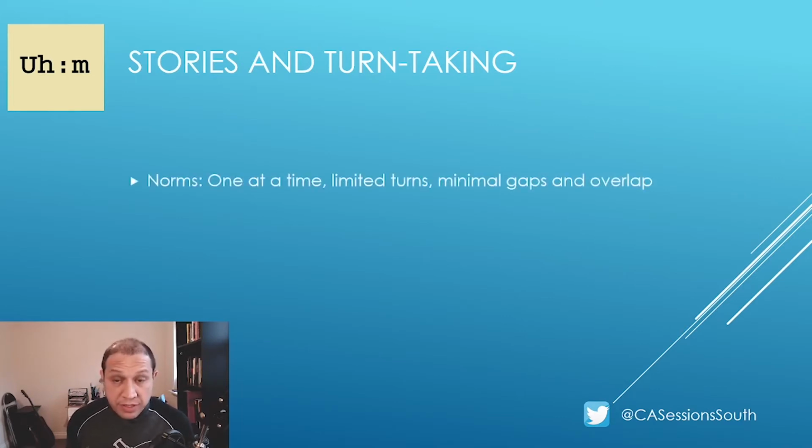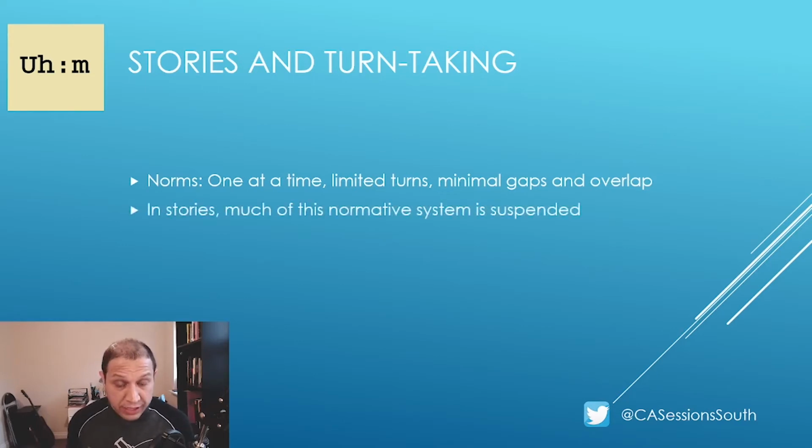We've come to learn that turn-taking is well managed in everyday conversation. Typically, turns unfold one at a time, with each participant granted limited license to the conversational floor. Participants work to minimize gaps between turns and minimize overlapping talk. In stories, much of this system is placed on hold to grant the teller extended license to the conversational floor.